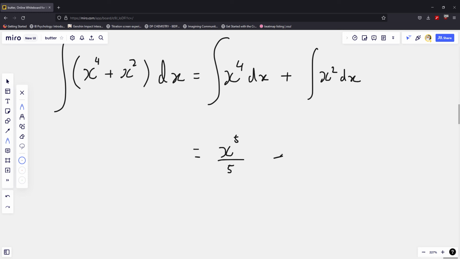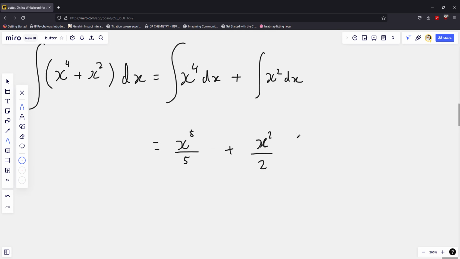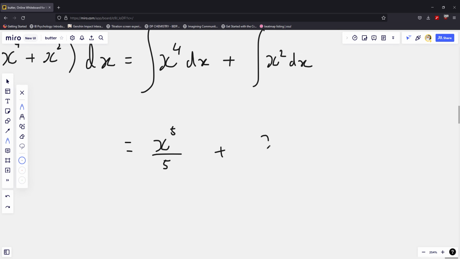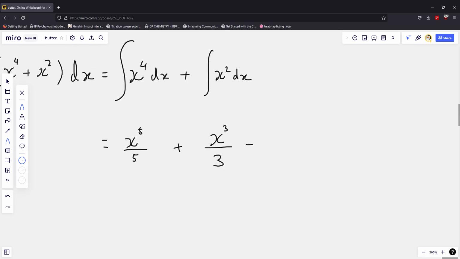Now let's do the second part. You should be able to do this fairly quickly because, well, we just did the rule. So it's x squared over 2. Oh, wait, no, it's not x squared over 2. I lied. Okay, let's do this again. This is x cubed, because we need to add 1, over 3. There we go. Sorry. And of course, don't forget the integrating constant. You need this. So this is our result.